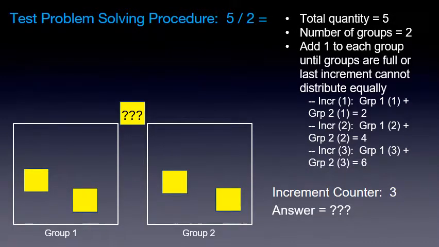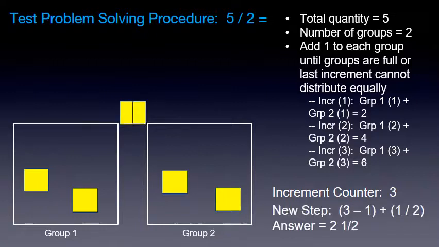What do we do with our last quantity? Well, our increment counter is at 3, but we have to apply our new step: 3 minus 1 plus the number left over, which is 1, over the number of groups, which is 2. 5 divided by 2 equals 2.5.